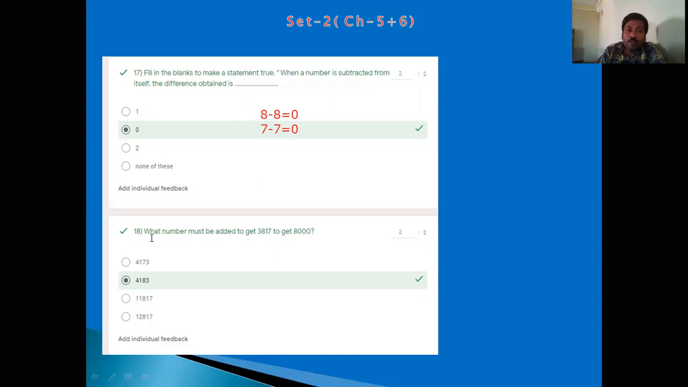Now question number 18. What number must be added to 3817 to get 8000? How much must be added? So for this, 8000 minus 3817. When we subtract it, we get 4183. The answer will be this. And now go to the next question.